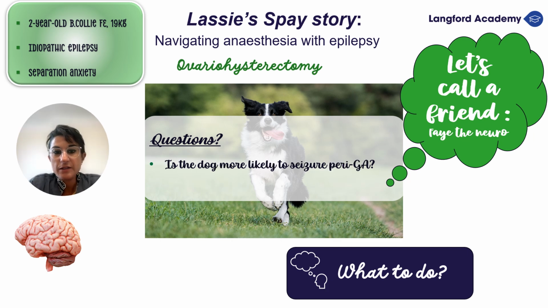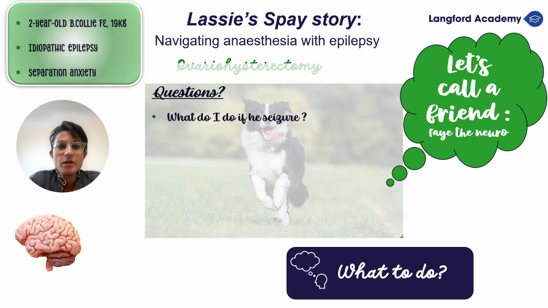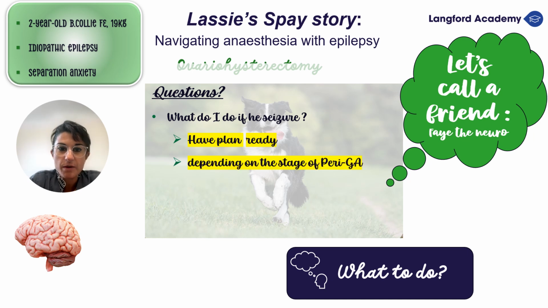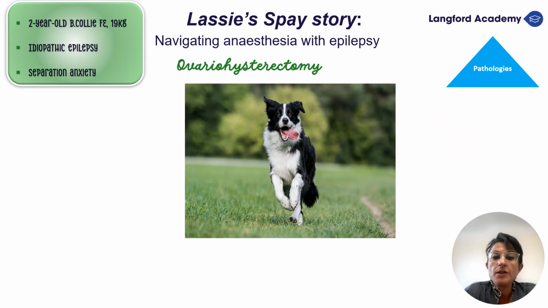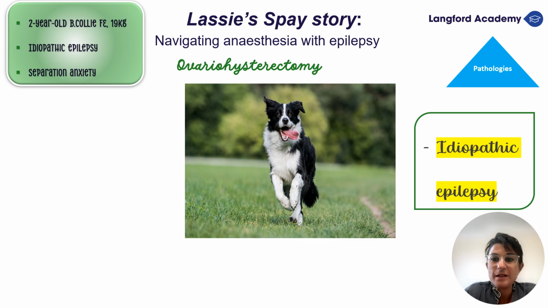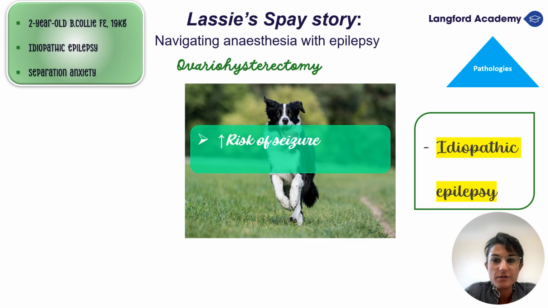Is the dog more likely to seizure peri-GA? Very anecdotally, but you need to be prepared. So what to do if it's a seizure? We need to have a plan ready, and depending on the stage of the peri-GA situation, using propofol, midazolam, or dexmedetomidine. And it depends also obviously if the patient has an IV catheter. So if we think about consideration, so pathology, the patient has idiopathic epilepsy, which means that he's got a high risk of seizure.